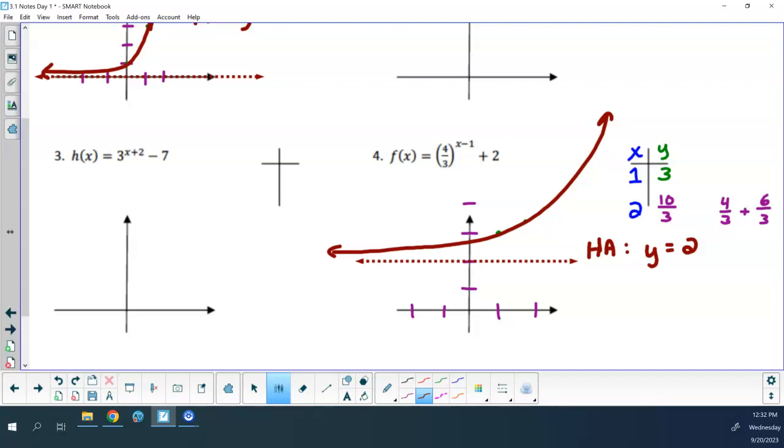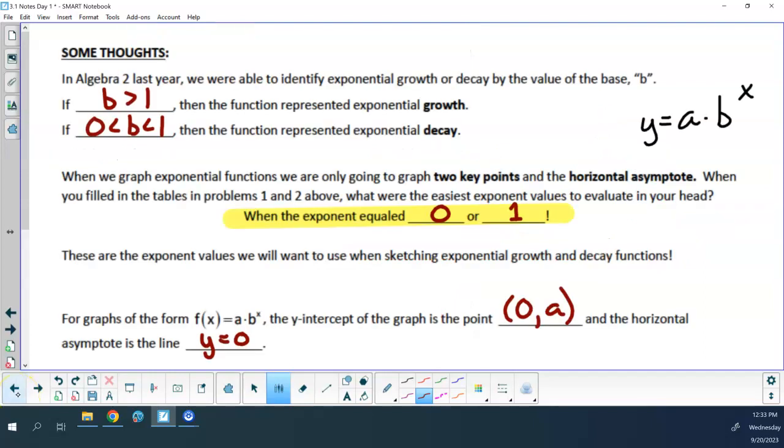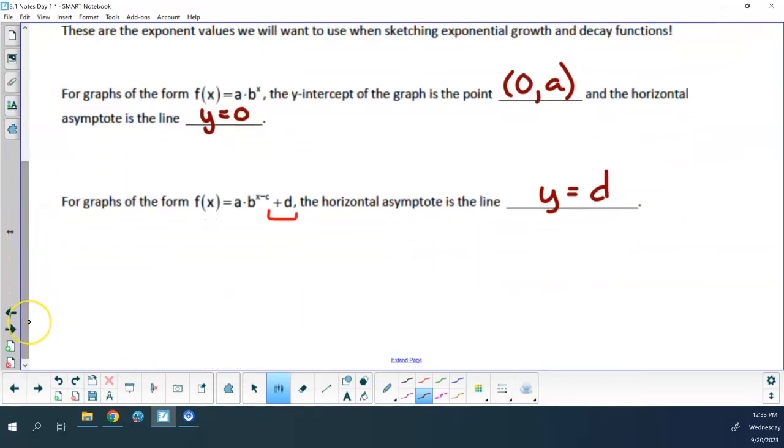Agree? Questions, comments, concerns, clarifications? Yes, ma'am. How do I find the horizontal asymptote? So the horizontal asymptote is normally y equals 0. But if there's something added to or subtracted from after the exponented term, then that's what it is.